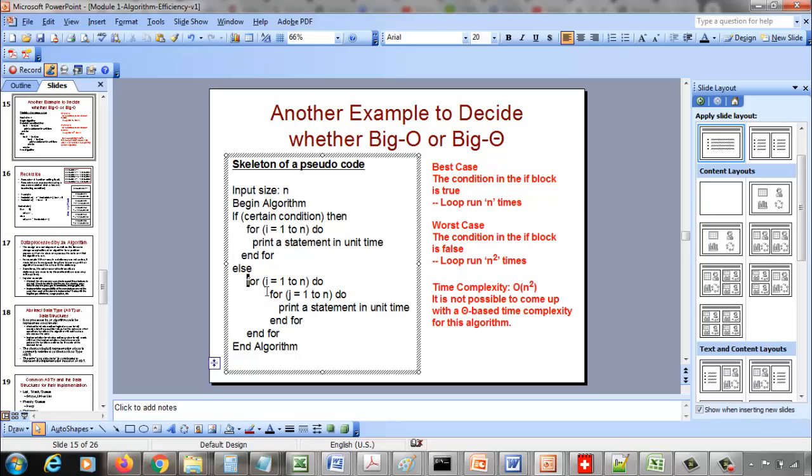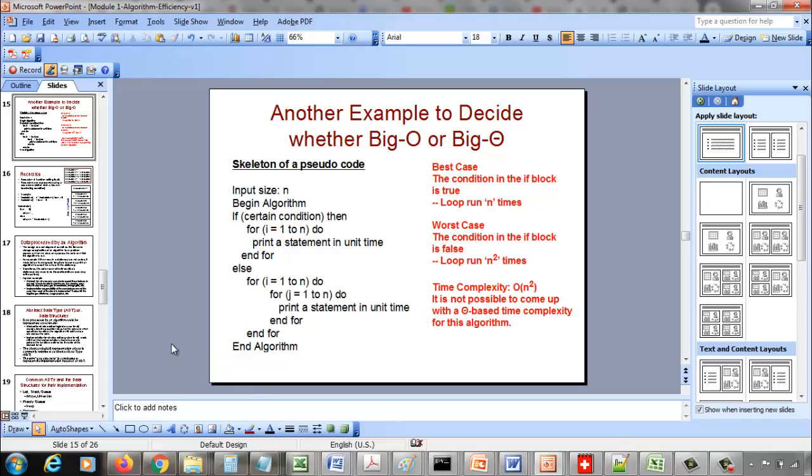On the other hand, if the condition is false, you get inside a nested for loop. That means for each value of i, you run a j loop. That means you run n times n, n squared. You do printing n squared times, because for each value of i, you print n times because of the inner j loop. Then i runs from 1 to n, so you totally print n squared times. So we have here the best case different from worst case, because the best case is when the condition is true, you print n times, and the worst case is the condition is not true, you print n squared times.